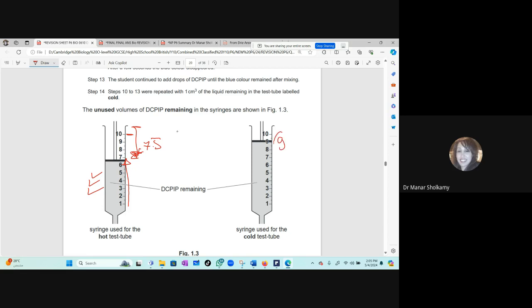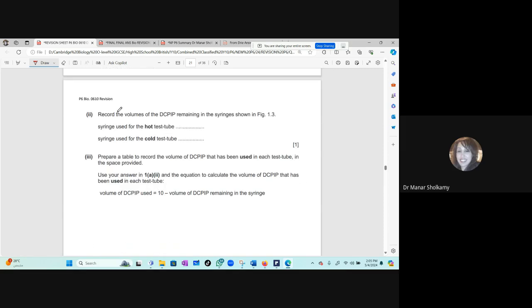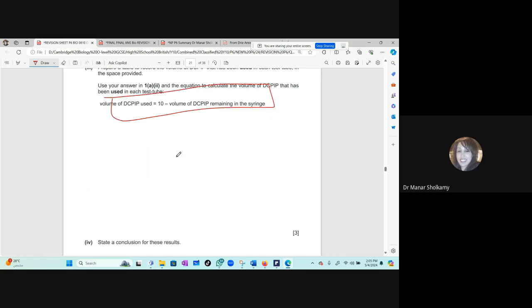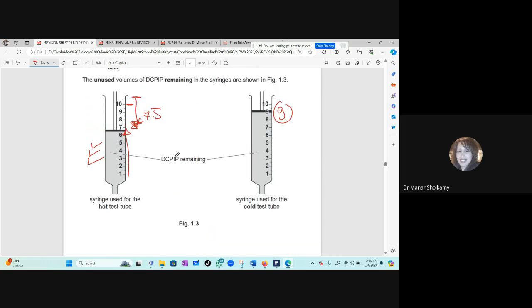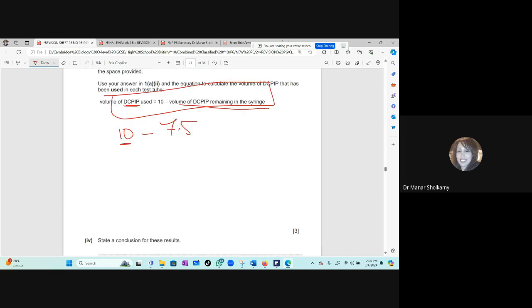This is clearly 9. I hope no one makes a mistake here. So when you come to measure volumes from 1 upwards, don't be surprised, some students make those mistakes. And here, this was so easy. This was just a continuation of the question. Because he measured this one incorrectly, he got this question wrong. They depend on each other. The volume of the DCPIP used is the starting volume minus the volume of the DCPIP remaining. So instead of doing 10 minus 6.5, he calculated 10 minus 7.5. So he got the whole question wrong.